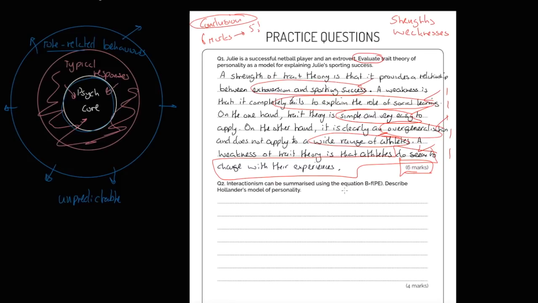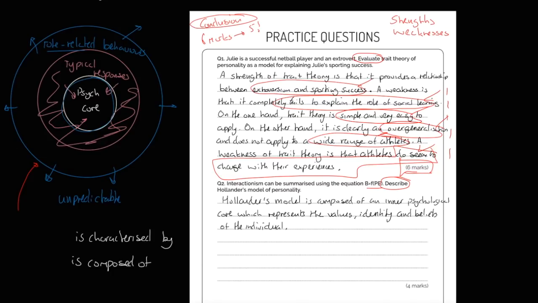Interactionism can be summarized using the equation B equals f(P, E). Describe Hollander's model of personality. And of course, we could have a real good go of that because we've got it here. But let me remind you that when we are talking about describing, what we're saying is characterized by, is composed of, and so on. We're looking at the character, we're giving the main details of the theory. So let's have a look at what we've got here.